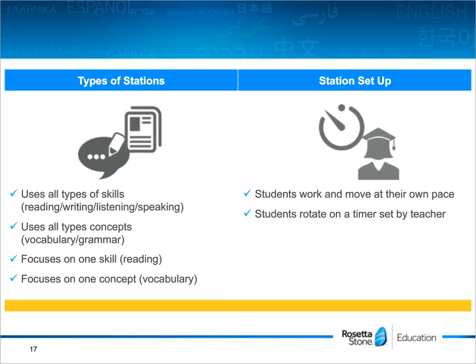Then there are a couple different ways that you can set up stations. One is where you have students work and move at their own pace. And another is where students rotate on a timer, which is set by the teacher. Now, I have a tendency to use the first one, where students work and move at their own pace. I find that for me, this works better, and I'm able to maximize that teacher contact with my students.